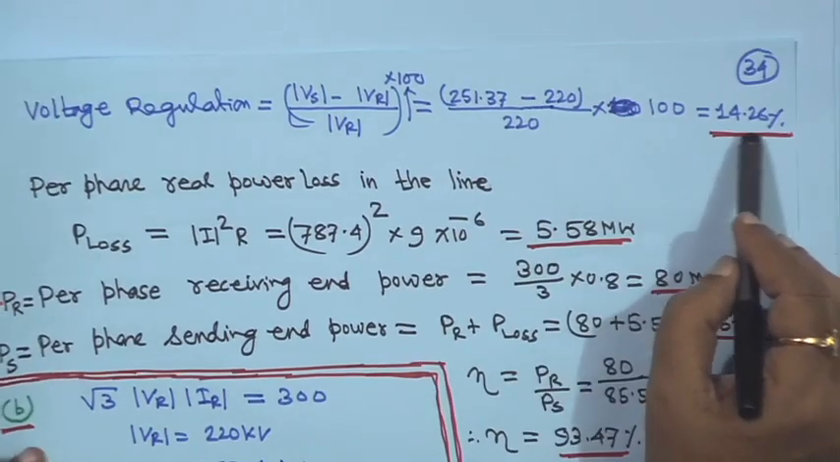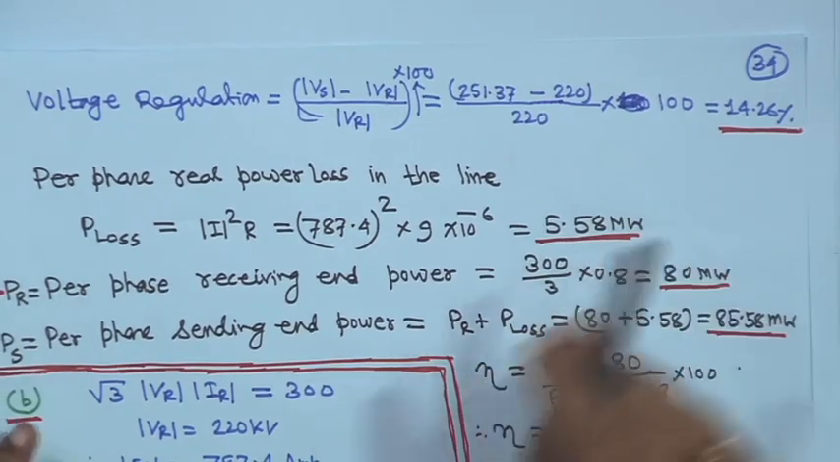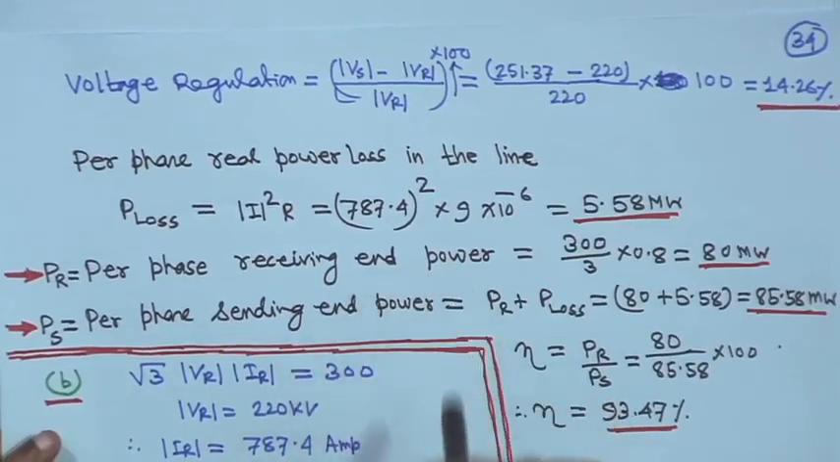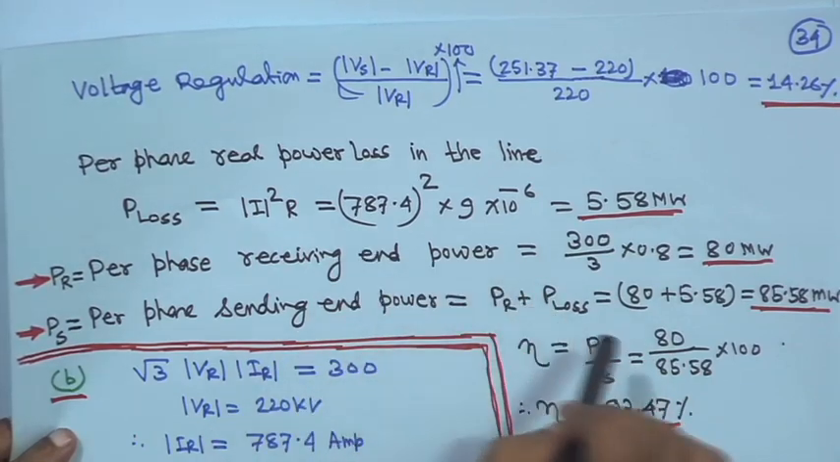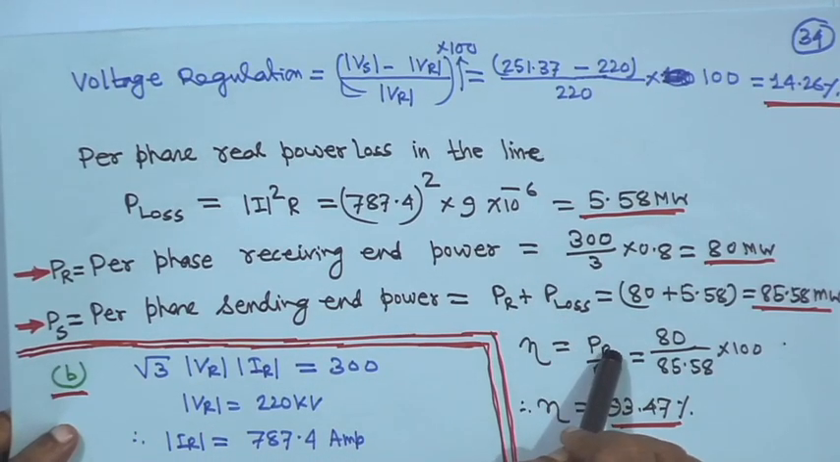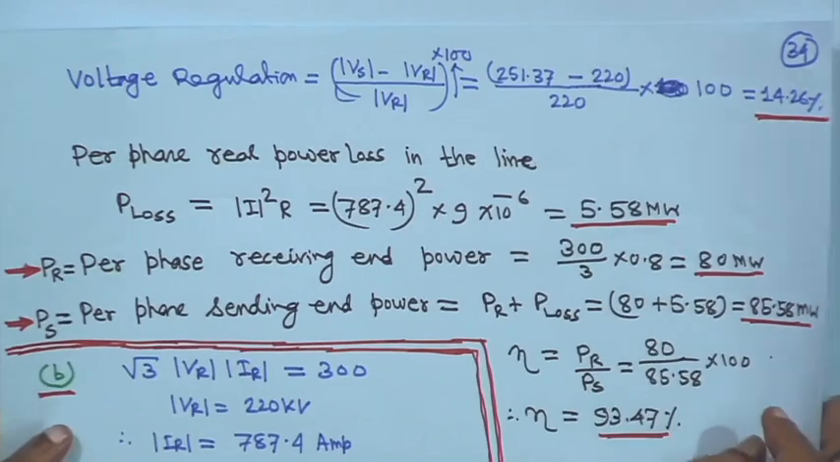Into 100, you will get 14.26%. My only request to you is that I have made all these calculations; if you find any calculation or calculator error anywhere, you should mail it to me.